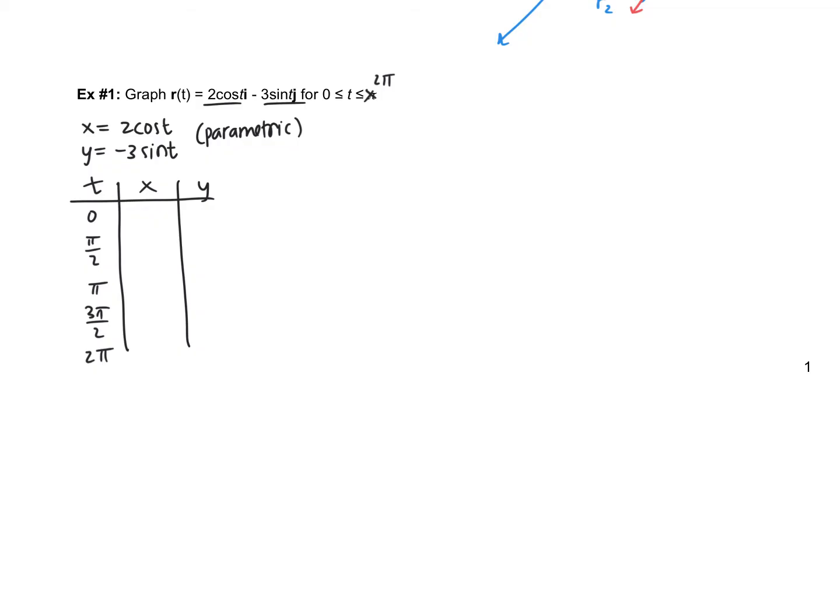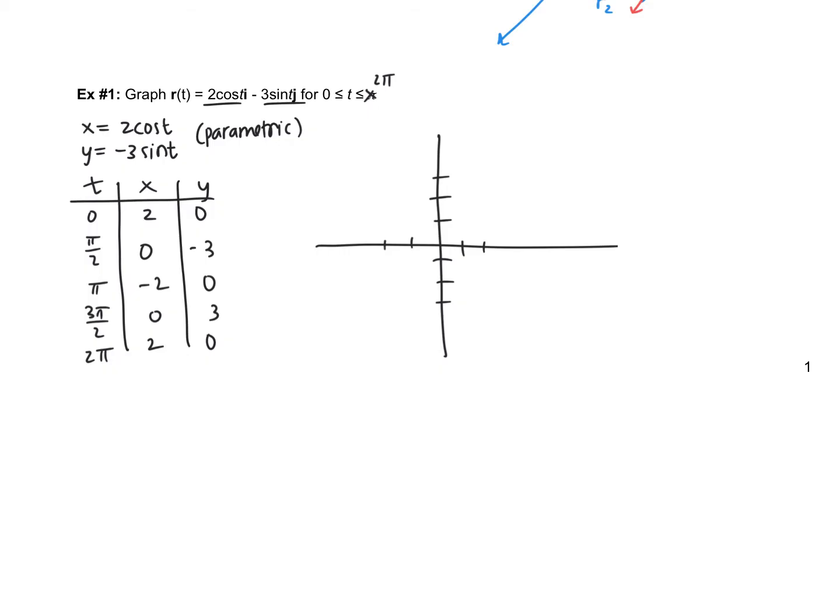So if we plug in 0, we're going to get 2 for x and 0 for y. If we plug in pi over 2, we get 0 for x, and then we get -3 for y, and so on and so forth. Here's the rest of the table. Okay, so then graphing this. The biggest y I ever need to get to is 3. And for x, I only need to get to 2. And at this point, you might see what's happening.